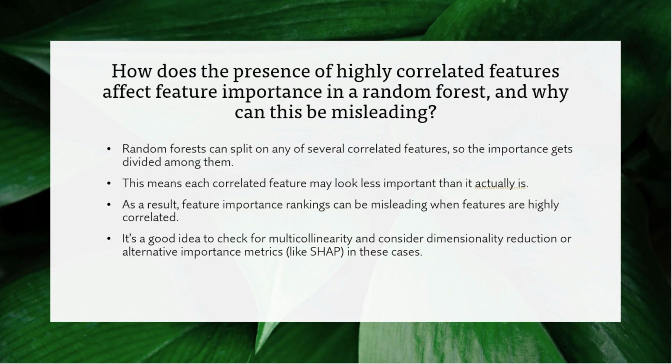How does the presence of highly correlated features affect feature importance in a random forest, and why can this be misleading? Random forests can split on any of several correlated features, so the importance gets divided among them. This means each correlated feature may look less important than it actually is. As a result, feature importance rankings can be misleading when features are highly correlated. It's a good idea to check for multicollinearity and consider dimensionality reduction or alternative importance metrics like SHAP in these cases.